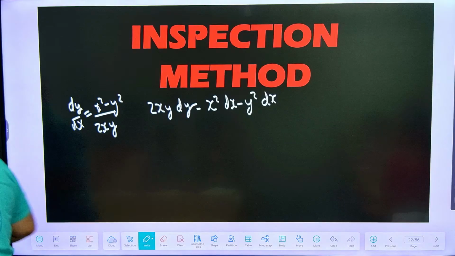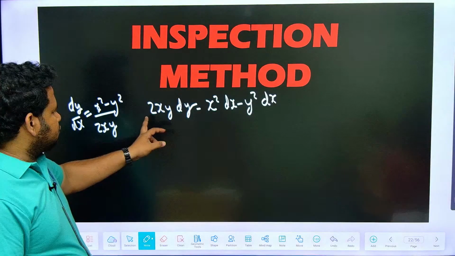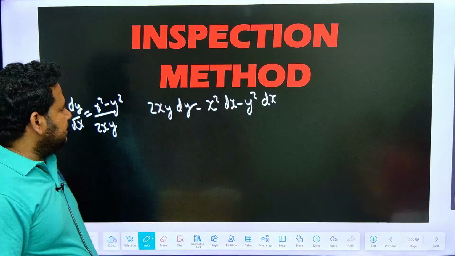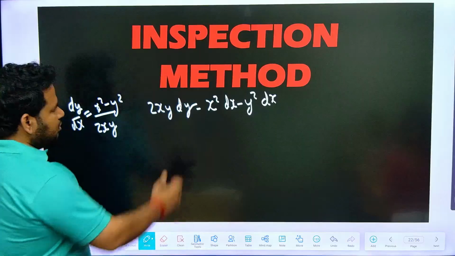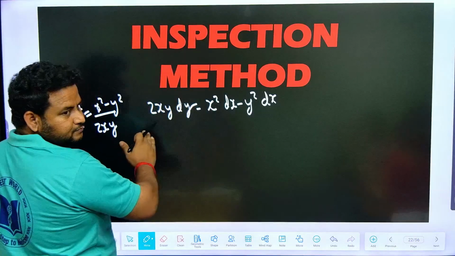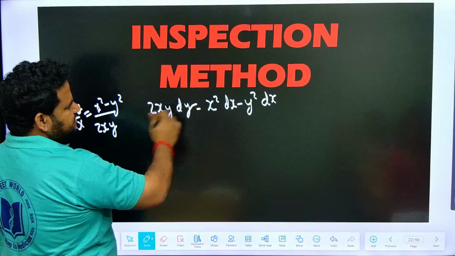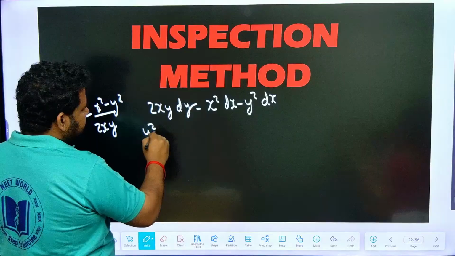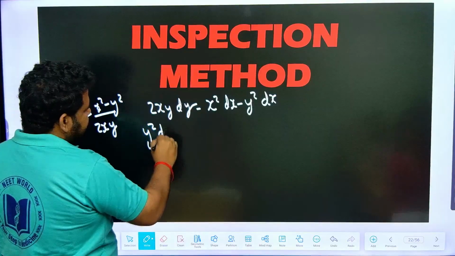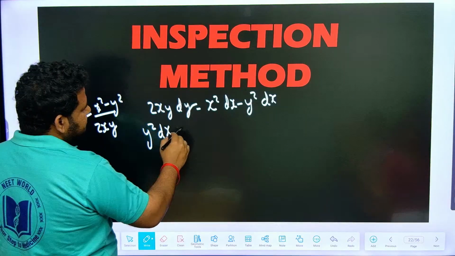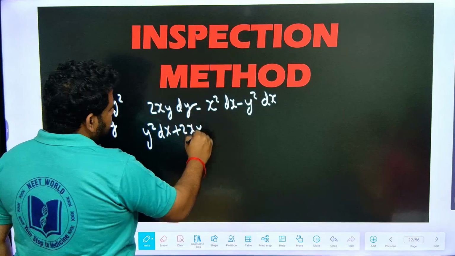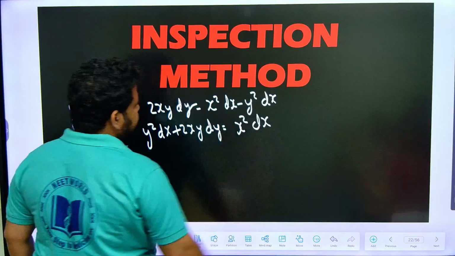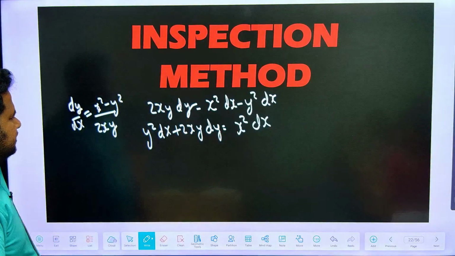Okay, it is correct. Now this is what we are having: 2xy dy is x square dx minus y square dx. Now let me bring this y square to this side. If I bring y square to this side, I will have y square dx plus 2xy dy is equal to x square dx.